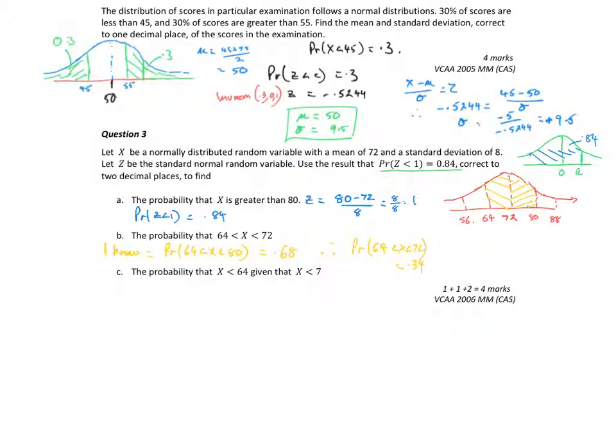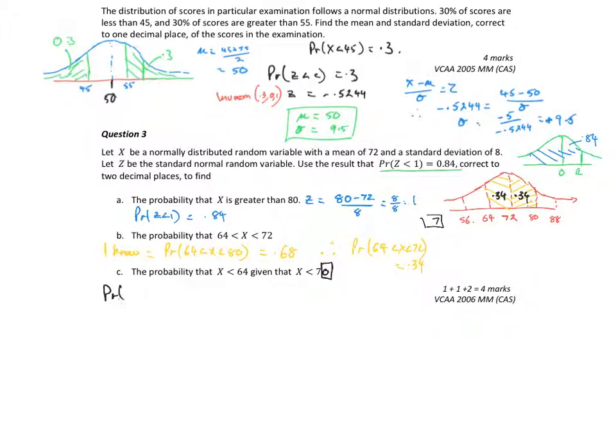Yeah, because I know 0.34 there, 0.34 there. The probability that X is less than 64 given X is less than 7. Oh, geez, I don't like that. I reckon that's meant to be a 70. Look, we're over here, 7's over here somewhere, and the probability of X is less than 0 is undefined at 0. So I reckon that's meant to be a 70, so we'll do it that way.